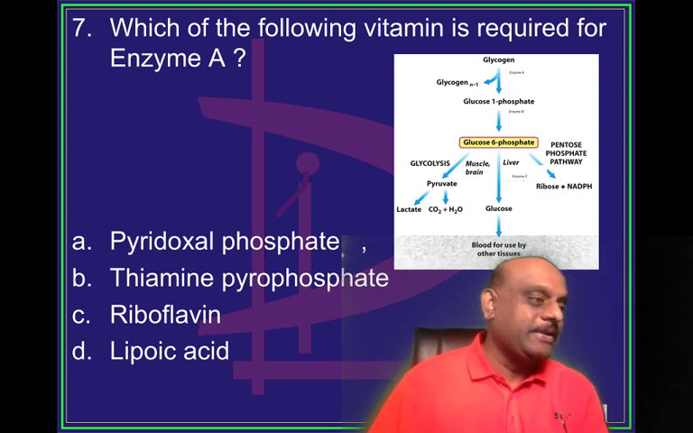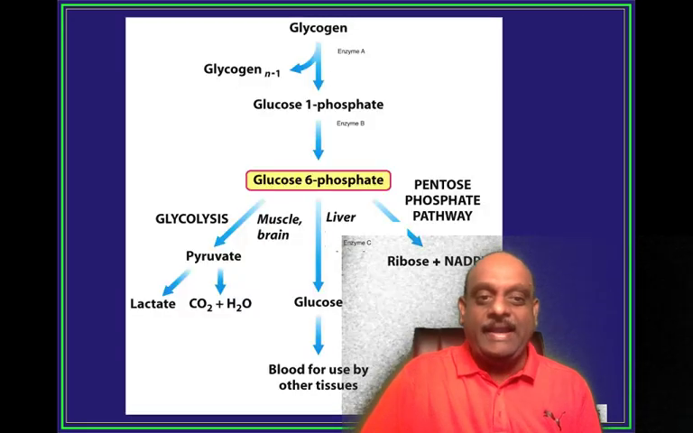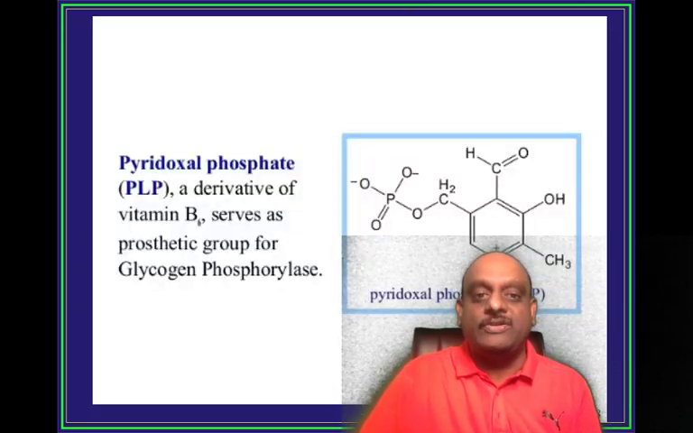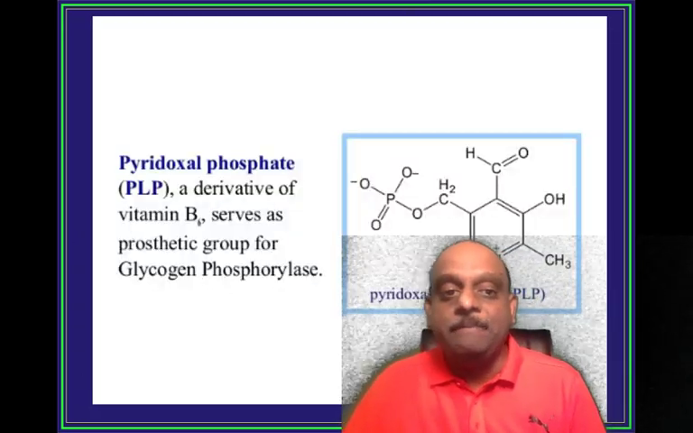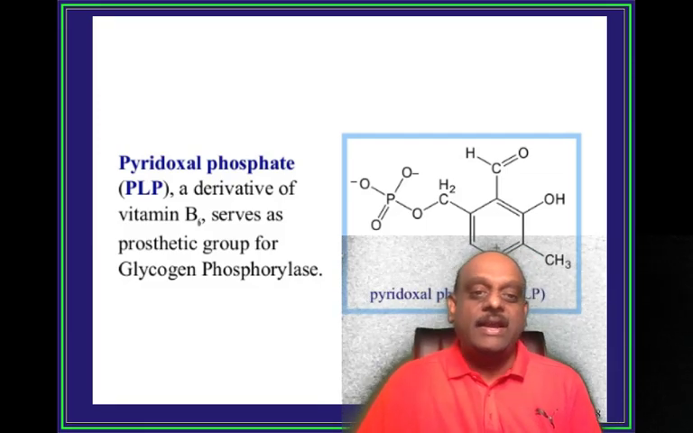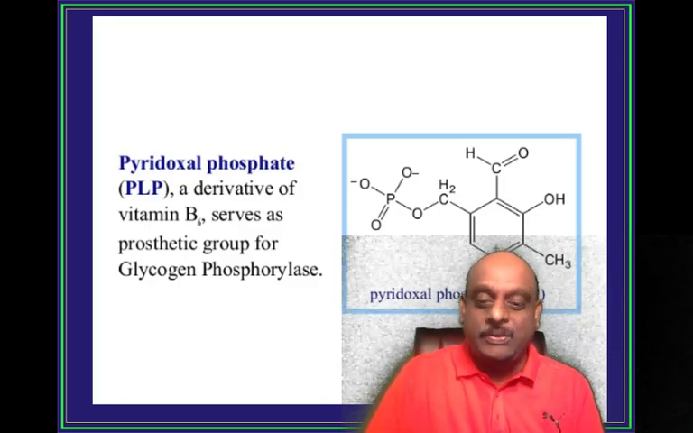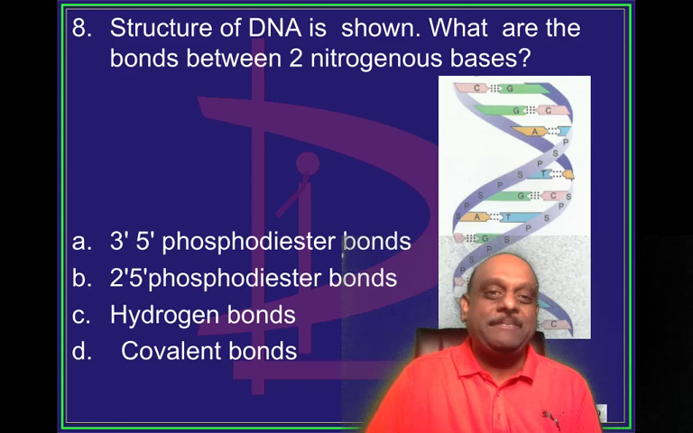Very good. So Bhuvaneshwar Bhaskar is also proposing A, absolutely, pyridoxal phosphate. You should remember that pyridoxal phosphate, which is vitamin B6, is the prosthetic group for glycogen phosphorylase, is what you have to basically remember.